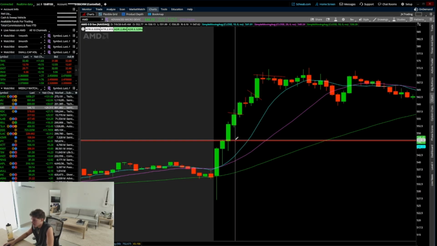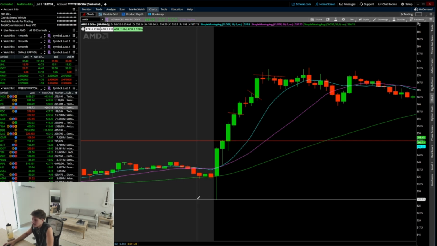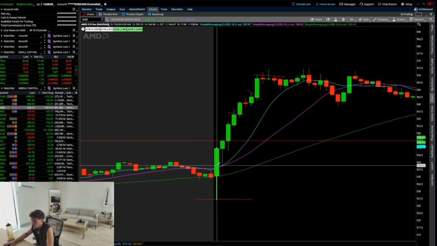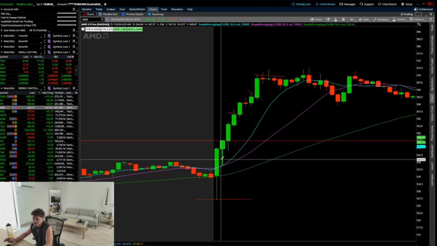This was my entry on AMD, pretty much bought right here at 547.62, and then immediately my stop loss goes at the low of the day. So every single time I take a trade, the stop loss goes at low of day because it's the most significant level that will tell you if the trade is invalidated. It'll wipe low of day.